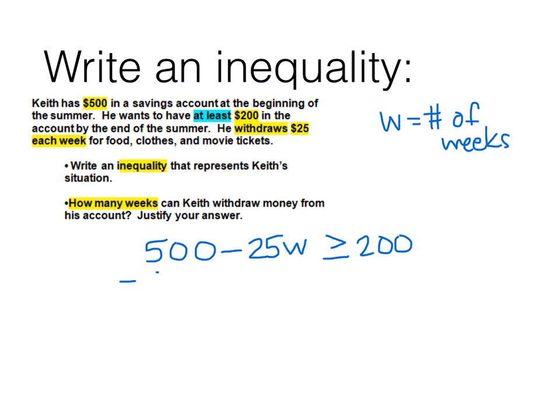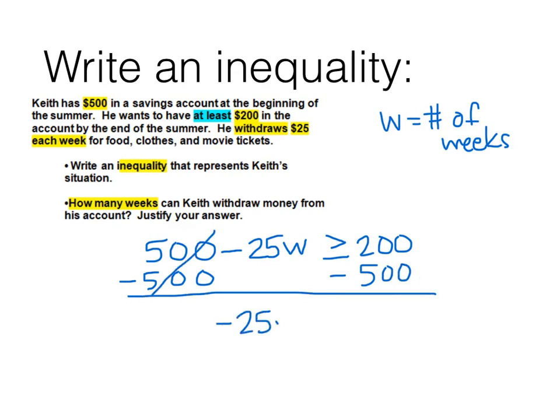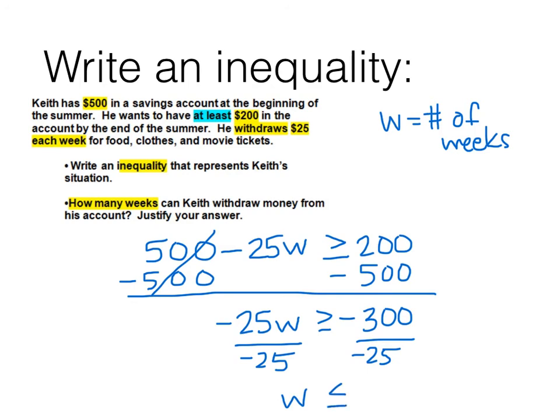Now I can go through and subtract 500 from each side to solve for W, because before I can get W by itself, I got to get minus 25W by itself. 200 minus 500 is negative 300. Divide both sides by negative 25.